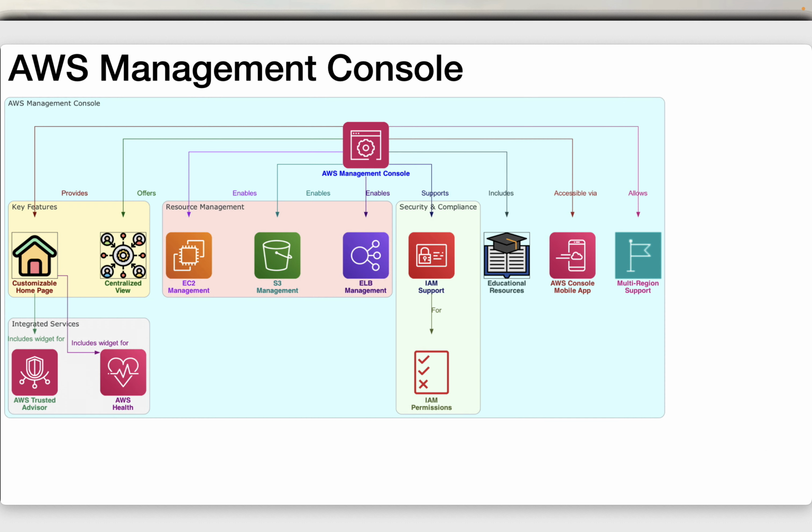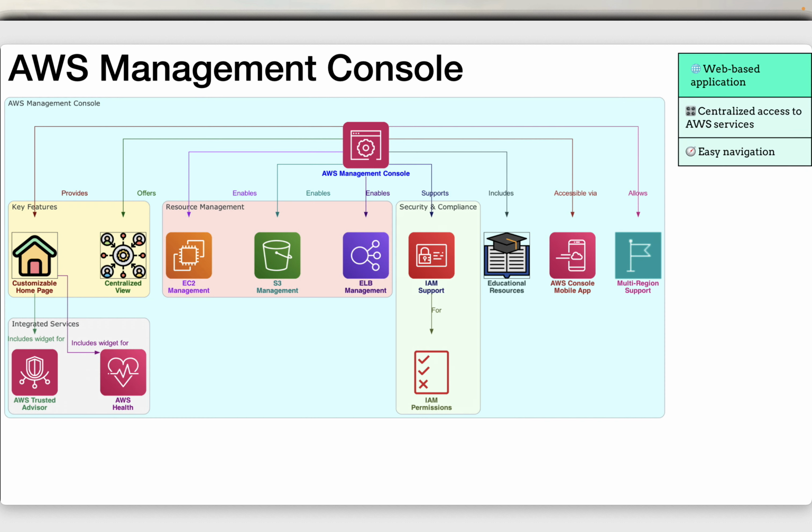So what is AWS Management Console? The AWS Management Console is a web-based application that provides users with centralized access to the broad range of AWS services included in the AWS platform. It offers easy navigation and allows users to perform various AWS related tasks such as launching EC2 instances, setting up load balancers, and managing Amazon Simple Storage Service S3 buckets. So key features and benefits.